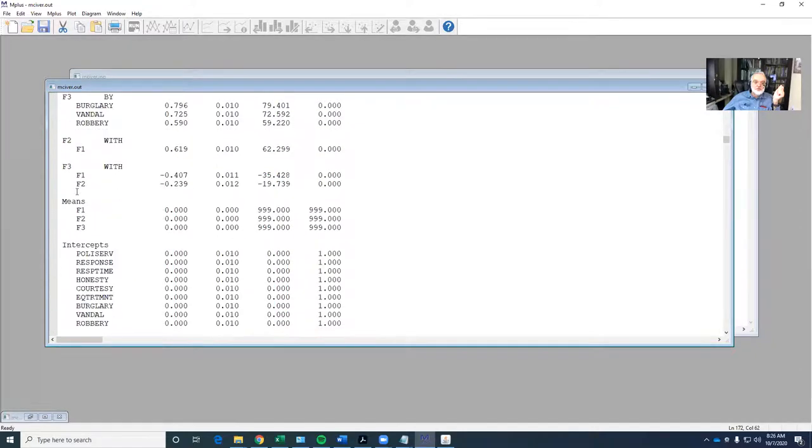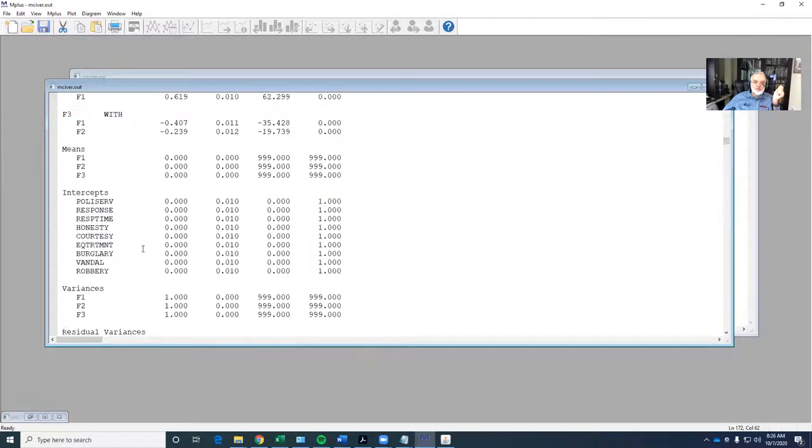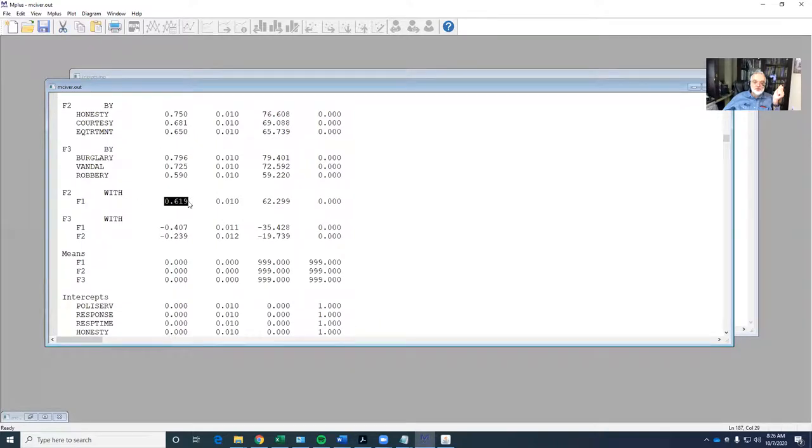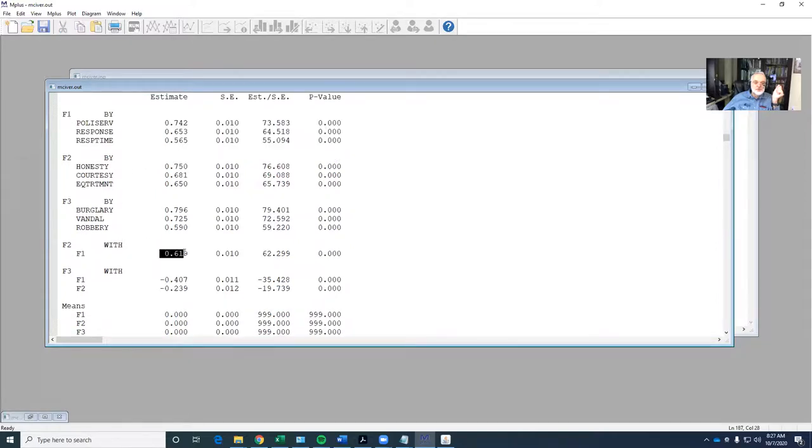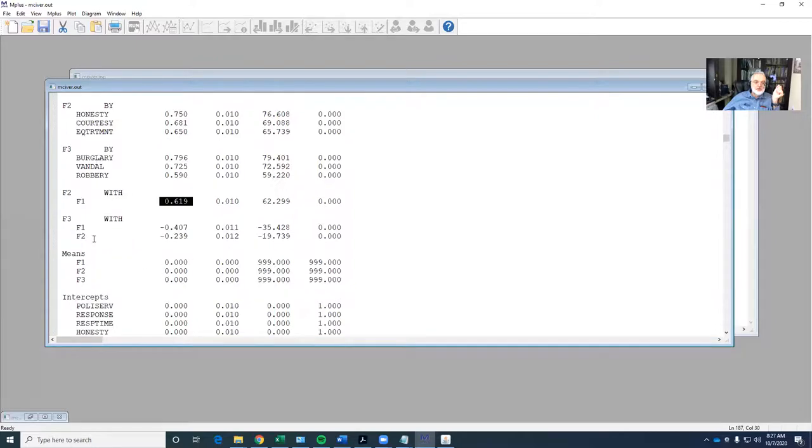Downstairs, because my variances are one, these values, these covariances, may be interpreted as correlations. So I see that factor one and factor two, having honesty, courteous, and so forth, policeman, and having a good response time and the overall rating, the value, those two variables seem to be correlated quite a bit. However, those variables are correlated negatively with that last one, response to reports of burglary and violence.